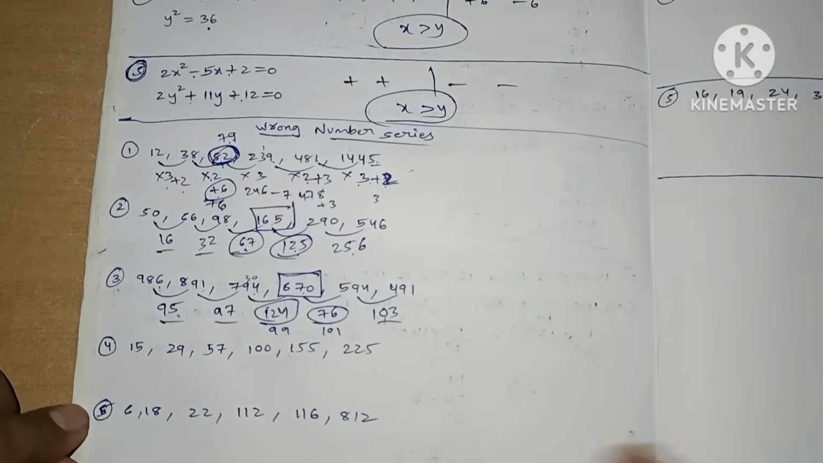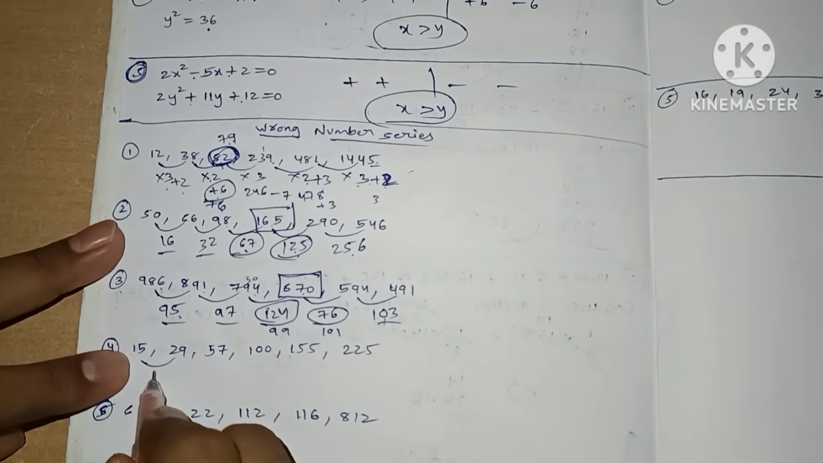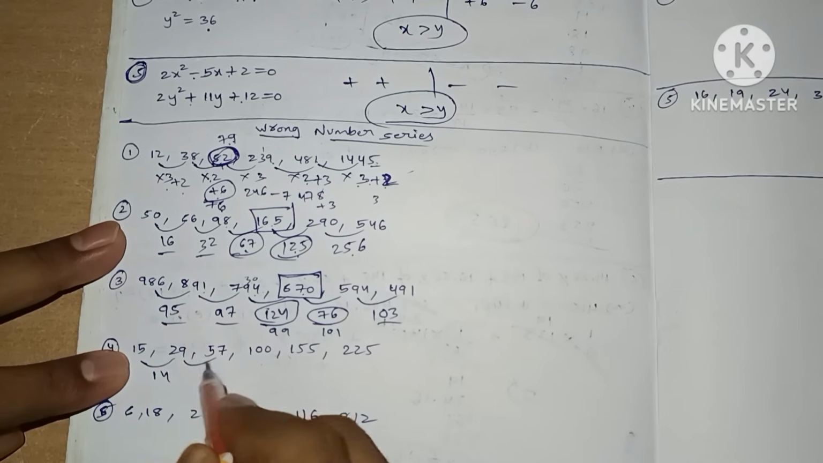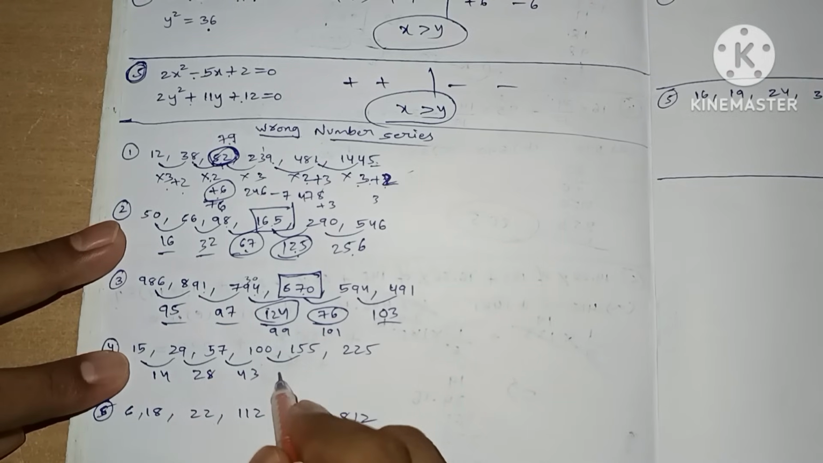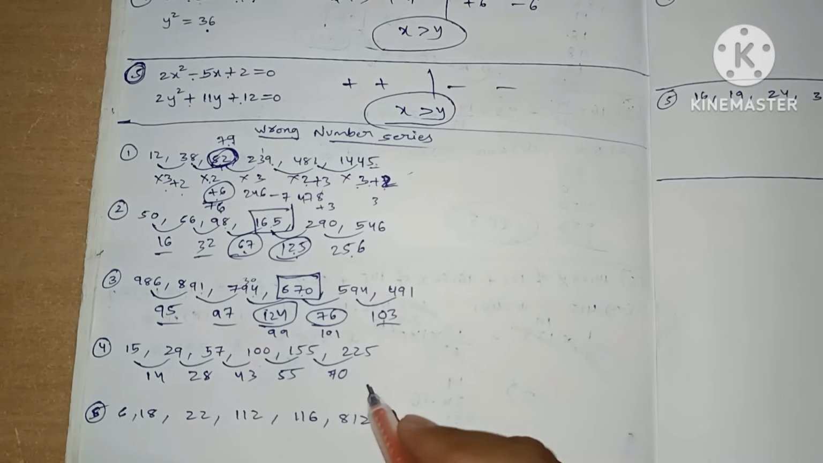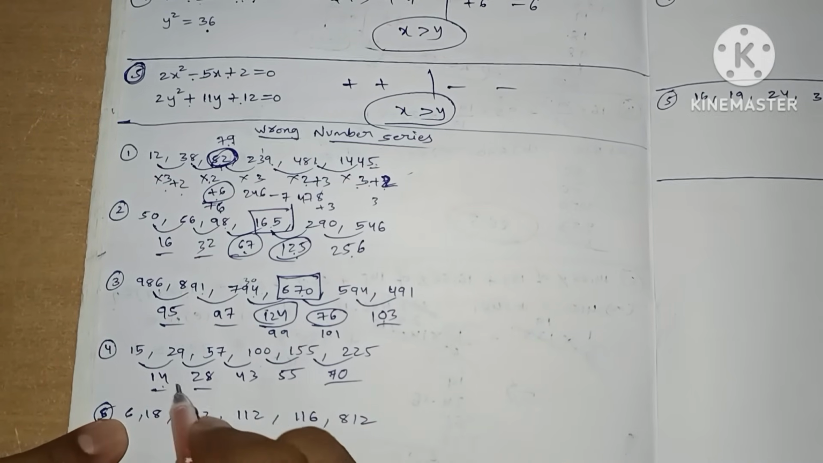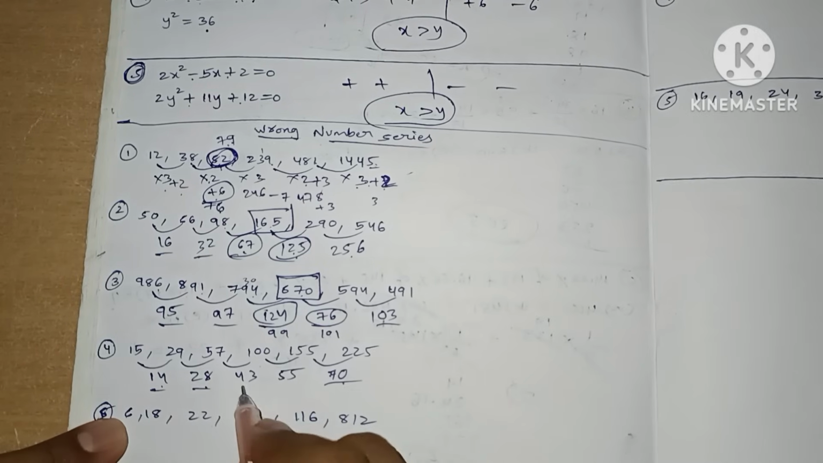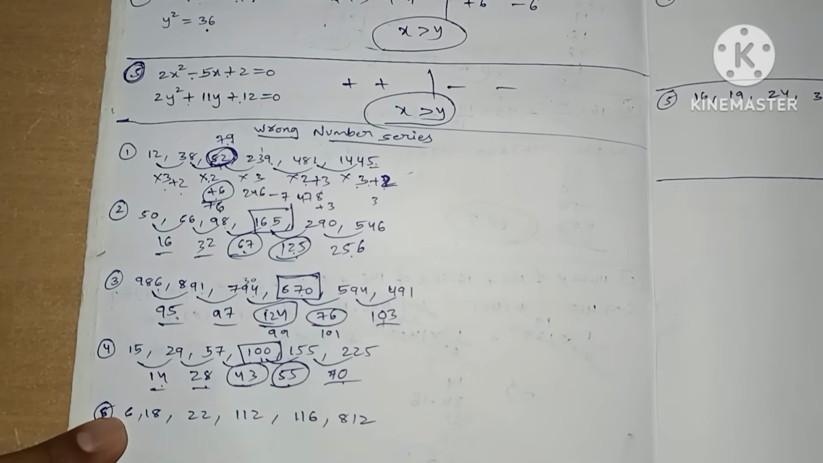Okay, next fourth question. Here we see the difference between these two is 14. Here the difference between these two is 28. Here we have 43. Here the difference between these two is 55. Here the difference is 70. So I am familiar with these numbers, they are the 14 factors. 14 1 times, 14 2 times, 14 5 times. So it must be 14 3 times and 14 4 times. So these two are wrong, means this is our wrong number.